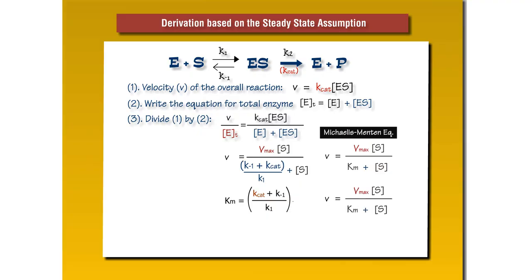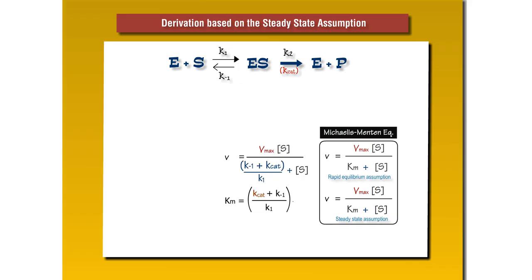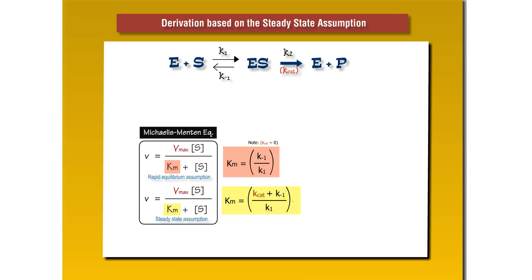Thus, the same equation is obtained using either the steady-state or rapid equilibrium assumption. However, the two differ in their definition of Km. Under the steady-state assumption, Km is defined as the sum of Kcat and K-1 divided by K1, whereas the rapid equilibrium assumption defines Km as K-1 divided by K1. The catalytic step, Kcat, is assumed to be very small and therefore ignored, allowing the rapid equilibrium assumption to be made. Now, one may ask which equation is correct.